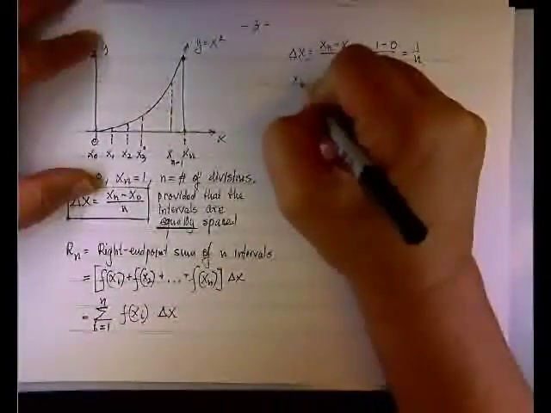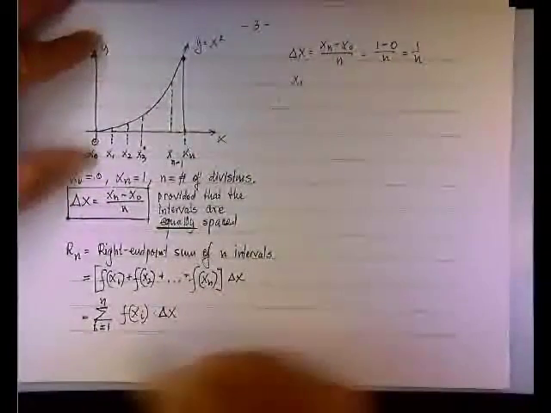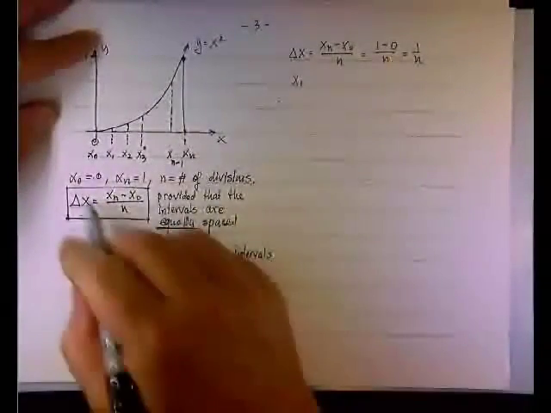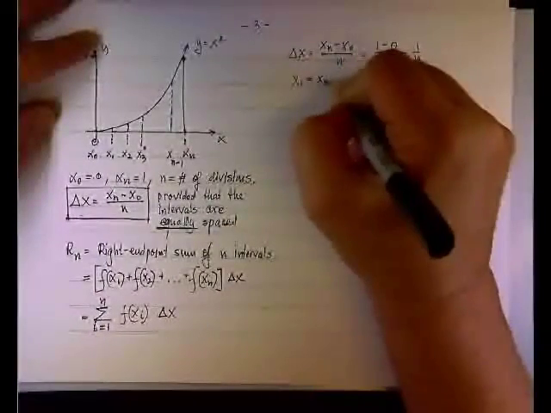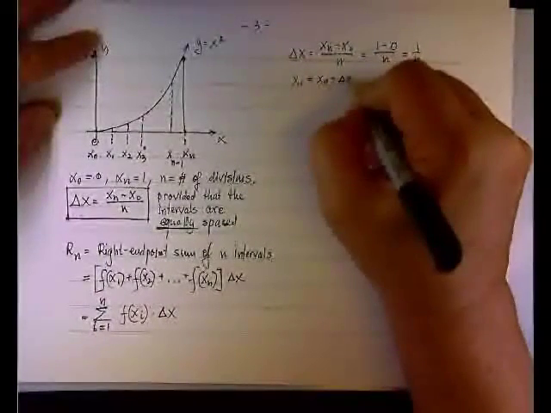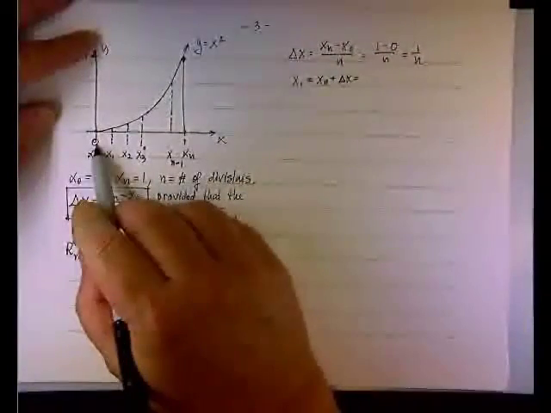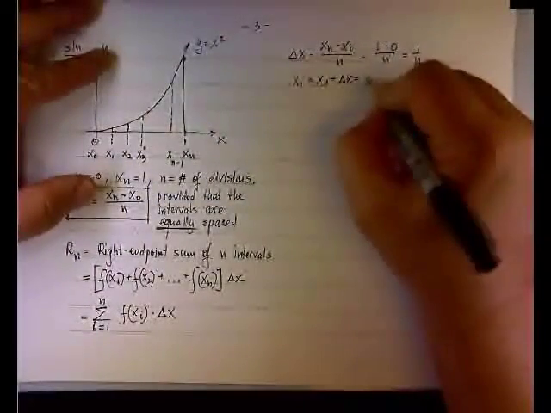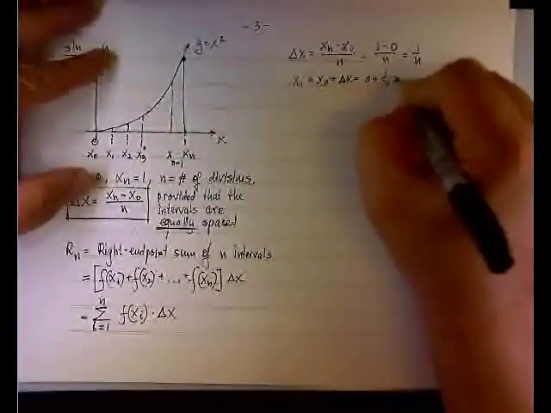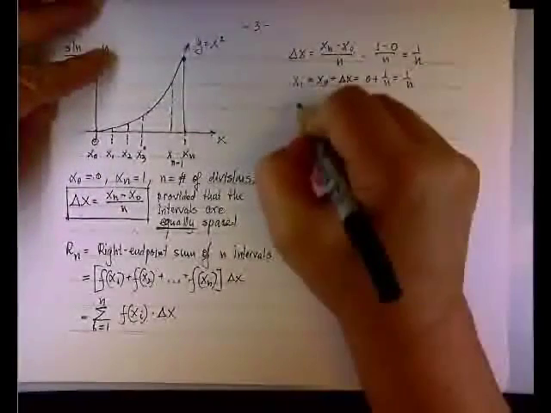Next we'll try to identify the different values of x sub i in this sigma notation. Let's start with x sub 1. We know x sub 0 is 0 and x sub n is 1. What is x sub 1? It will be x sub 0 plus delta x, because every x value is the previous value plus delta x, the width of the interval. So it will be 0 plus 1 over n, or simply 1 over n.